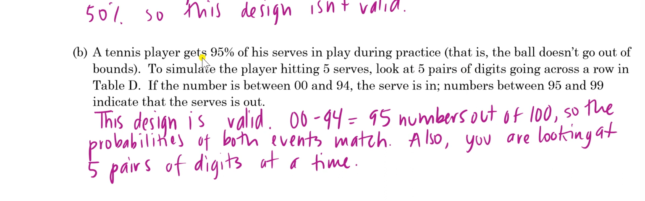Okay. 95% is the probability I'm given. So that needs to match the numbers that I actually represent with the serve. And it looks like we're good there. 0 to 94 represents 95 total numbers out of 100, which matches with the 95%. And 95 through 99 is 5 numbers, so that represents the 5% that the ball goes out of bounds. So the numbers match, the probabilities match. The probabilities aren't going to change from number to number because we're looking at a random number table. You're looking at 5 pairs of digits at a time.